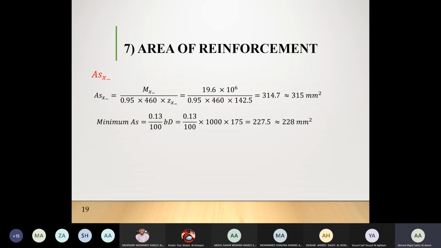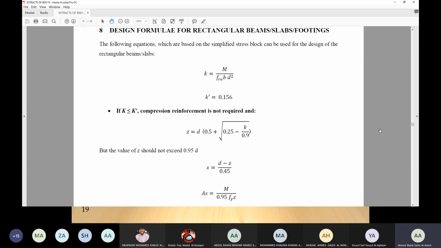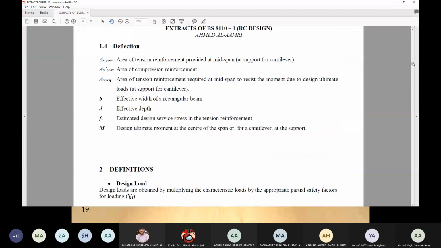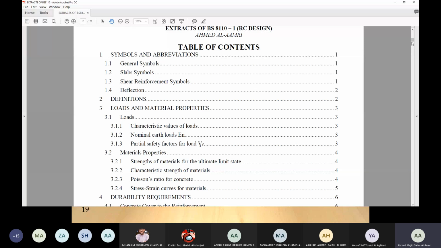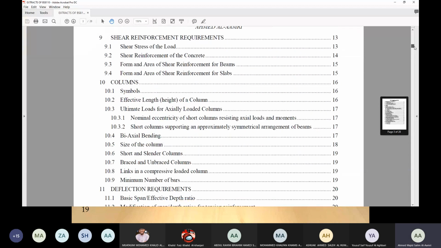315. We have minimum area of reinforcement according to the code. So from where to get this minimum area of reinforcement, we are going to go to our code. Once again, table of contents. Now we need to search for minimum and maximum area of reinforcement. So we're going to go for area of reinforcement.